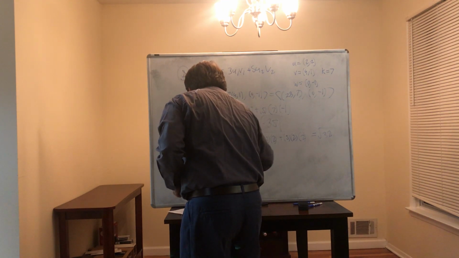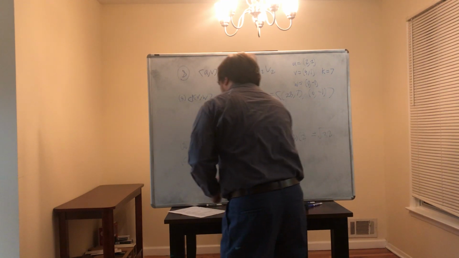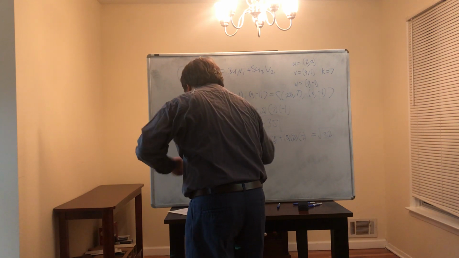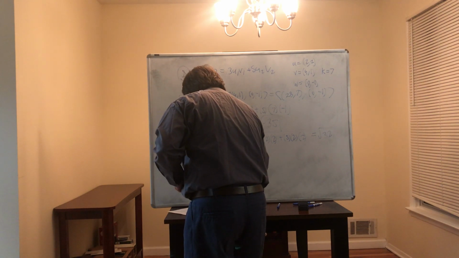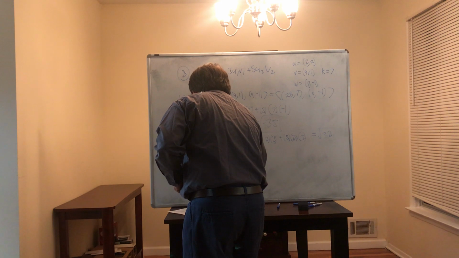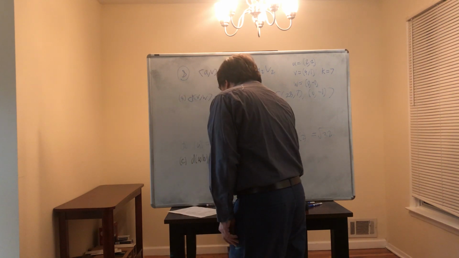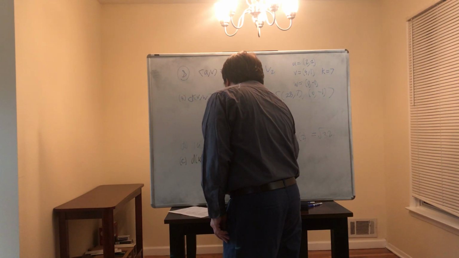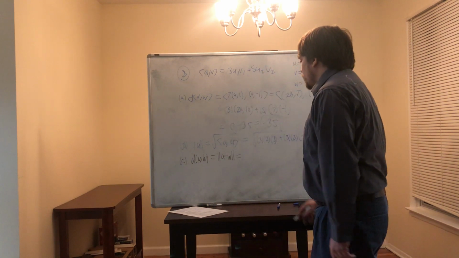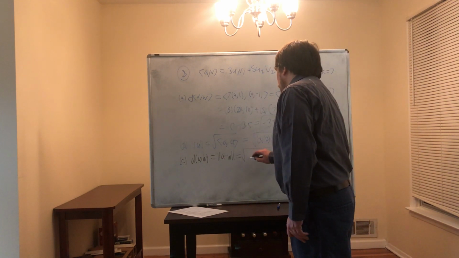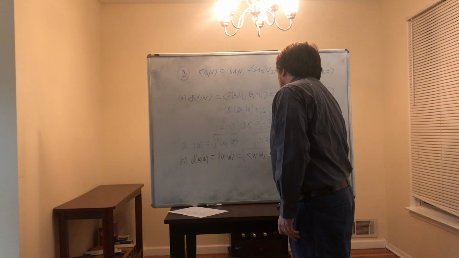The distance between U and W is equal to the norm of U minus W. Well, the norm of U minus W is just the square root of the inner product of U minus W with itself.